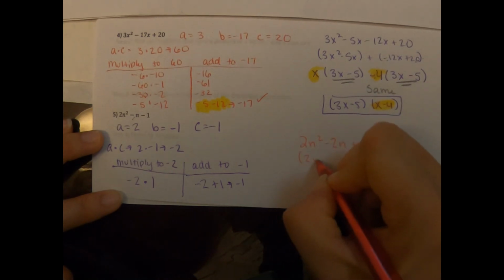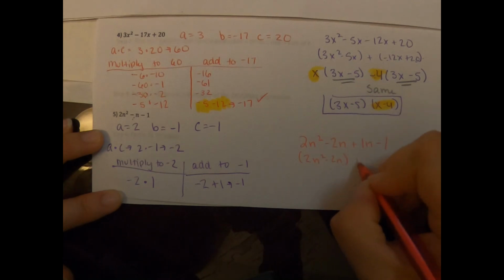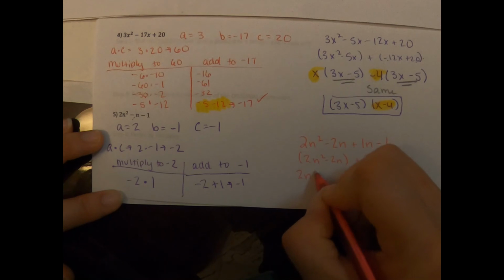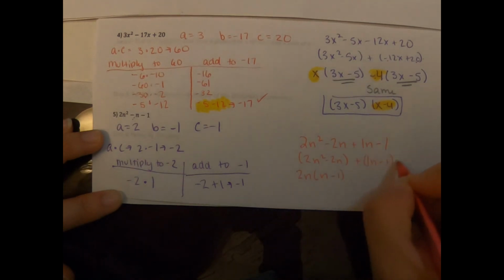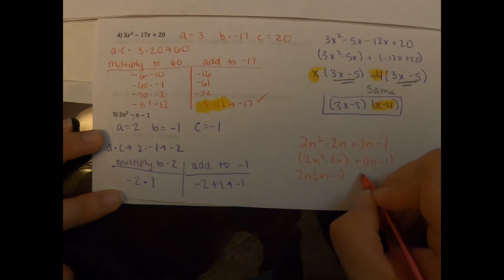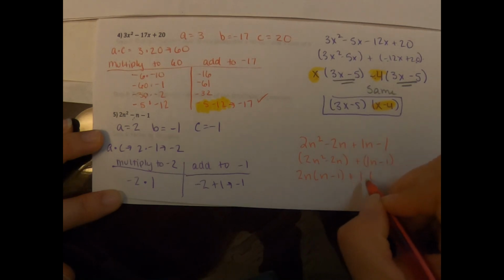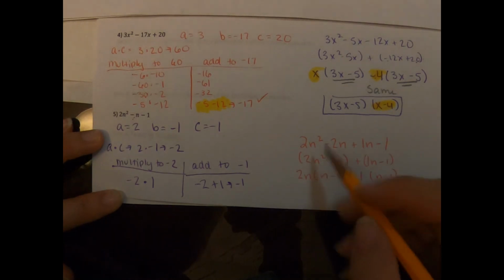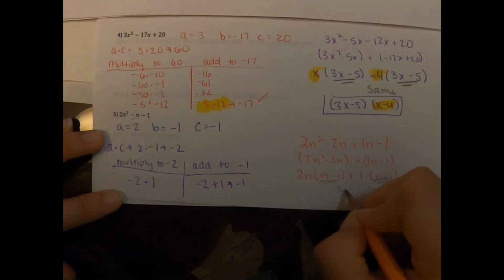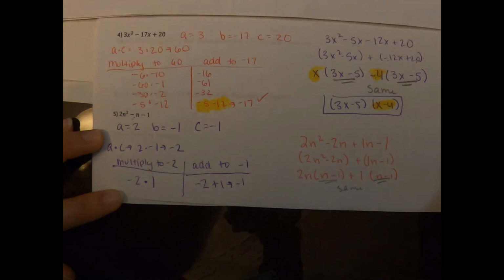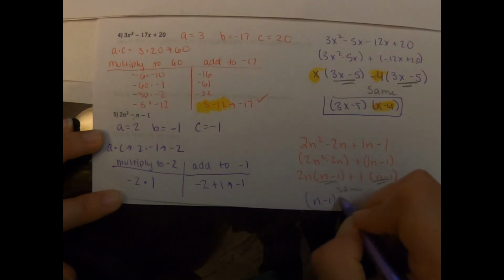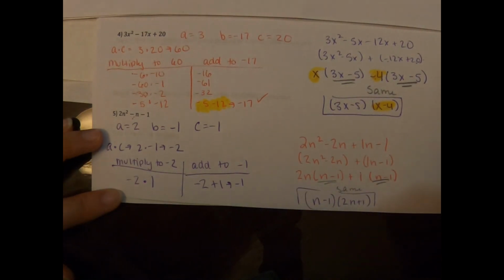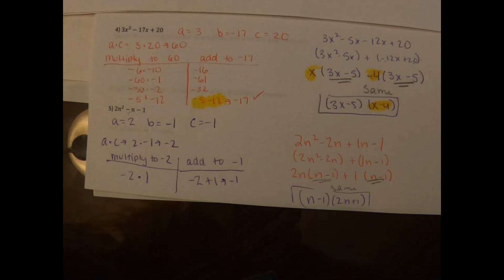We'll group. Take a 2n out. Here, there is no GCF other than 1, so I'm going to put a 1 out front. You must put the 1 out front. Same. That's the factored form.